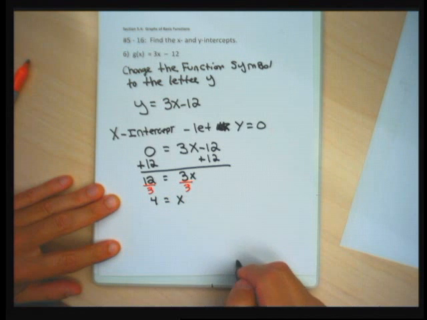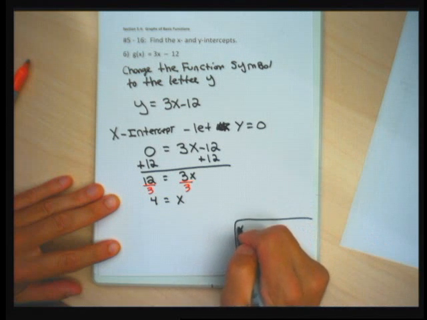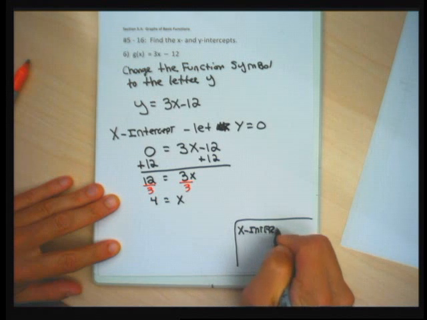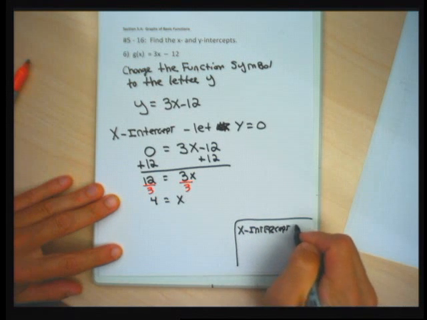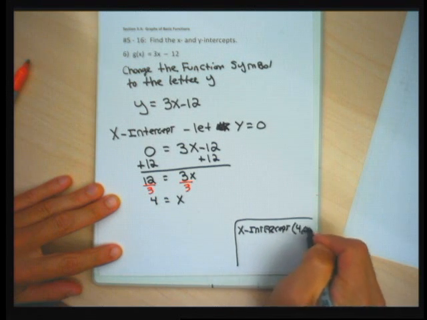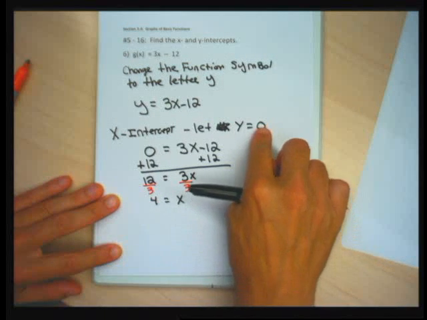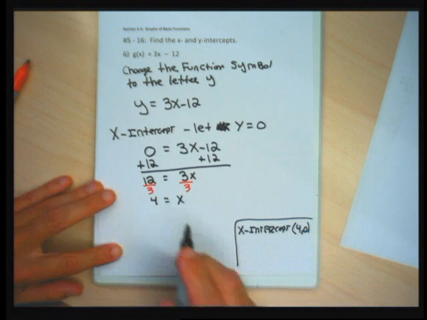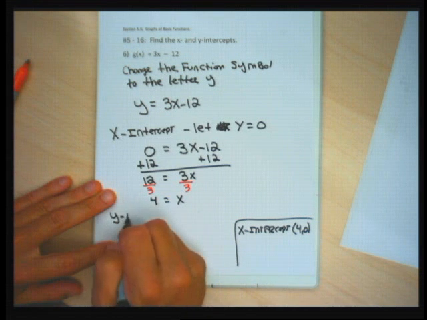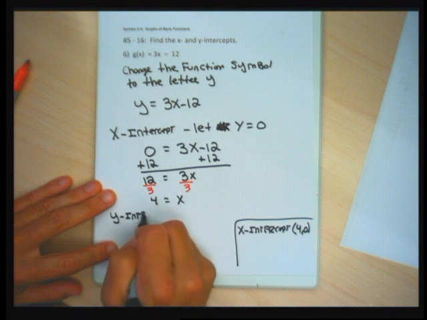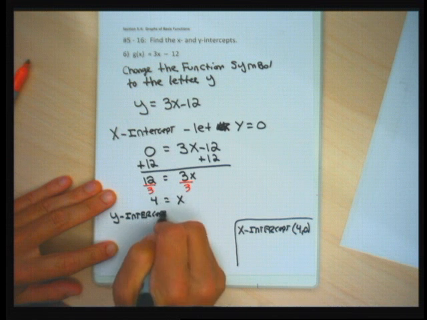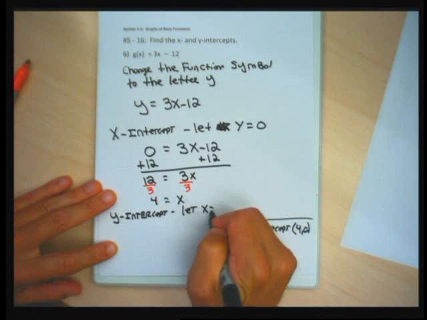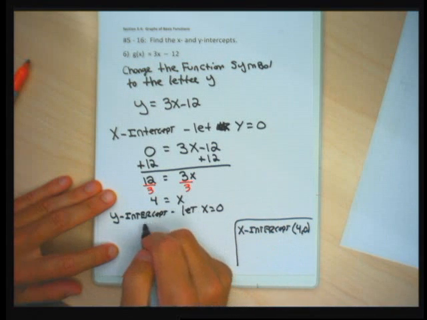So in my answer to this problem, I was asked to find an x-intercept, and for my answer I can say the x-intercept is the point 4, 0, because when I plugged in 0 for y, I got 4 for x, and points you write x's then y's. And the second part of what I'm asked to do here is to find the y-intercept, and when you have an equation with both an x and a y, you let x equal 0 to find the y-intercept.